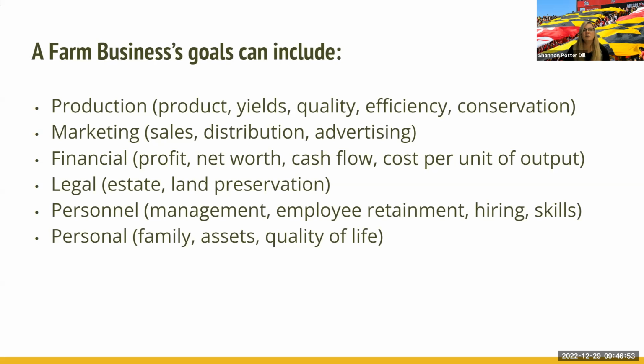So farm business goals can include, as I mentioned, the production, marketing, and financial. So maybe it's product yields, efficiency, perhaps it's the conservation side of things. Marketing, it's sales, distribution, and advertising. Perhaps it's financial, related to net worth, cash flow, or cost per unit of output. It could be legal if it's related to estate planning or land preservation. Perhaps it's personnel. So that's the management, hiring, maybe skill development, and then personal. So don't forget that family side of it. Perhaps it's assets, maybe it's something related to quality of life in the household.